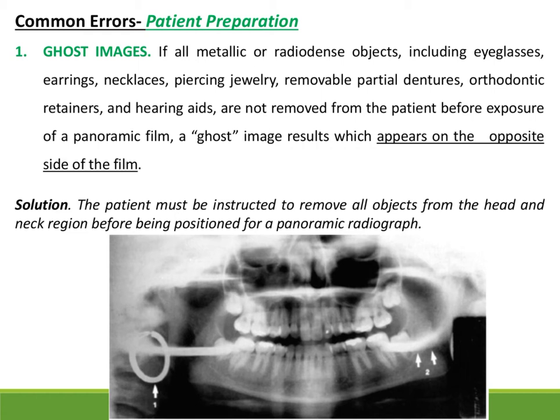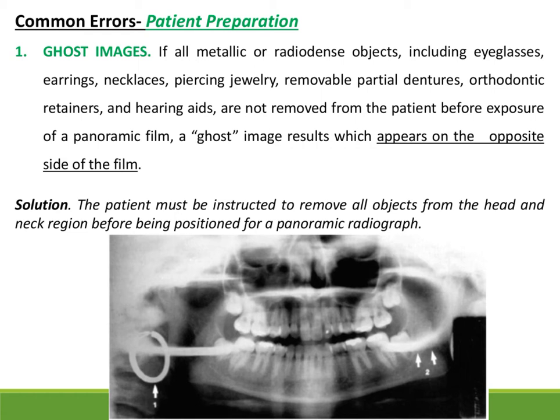So, all of these, if they are not removed from the patient before the exposure, you get to see a ghost image appearing on the opposite side of the film. If the patient forgot to remove the hearing aid on the right side, the ghost image will be seen on the left side. So, what do you have to do? The solution to this problem is to instruct the patient to remove all the objects from the head and neck region before you position the patient into the panoramic unit.